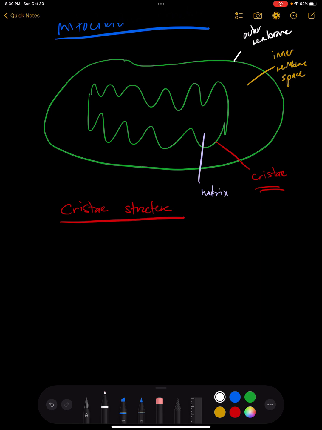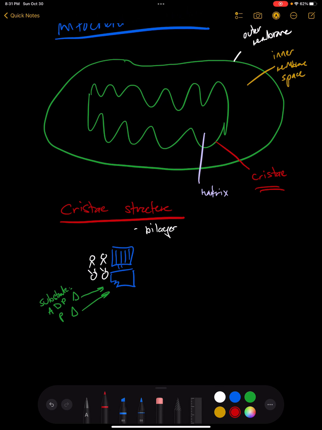Now my cristae structure is actually a bilayer, which we've seen before. So I have these cute little phospholipids, and then sitting inside my phospholipids is my ATP synthase. And I'll make my active site over here. There you go. And here are my substrates: my ADP, that's a triangle, and here's my P, another triangle. They're going to go sit inside this active site.